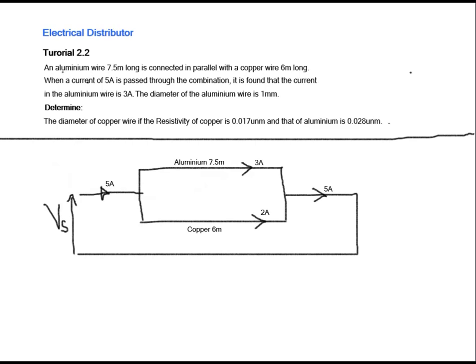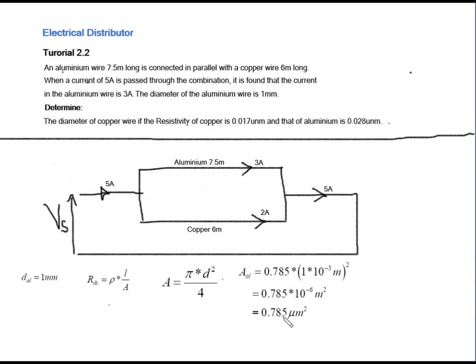Now, from here, what do we do? First, we need to see what we have from the circuit. We have a diameter of the aluminum, which is 1 millimeter, given to us. So we can use the diameter of the aluminum to find the area, and from the area, we can calculate the resistance of the aluminum using this formula here, as we've seen from the previous tutorial. Now, the area of a circle is given by pi times the diameter squared over 4.